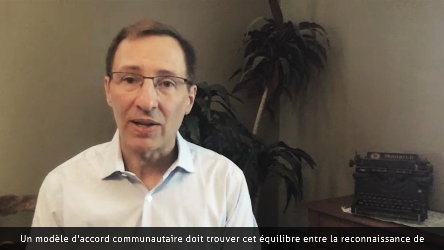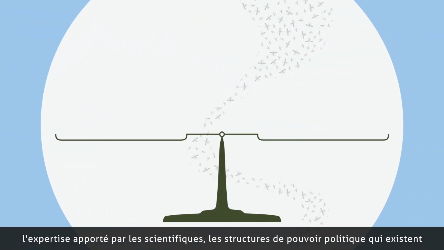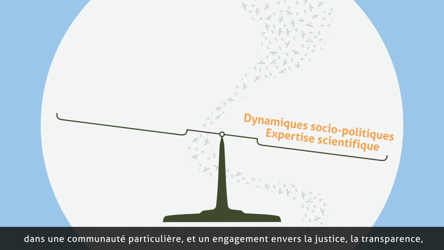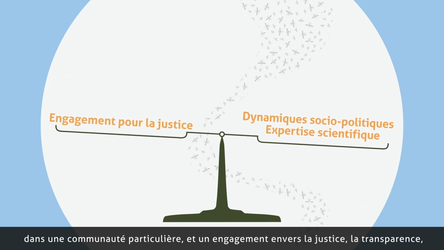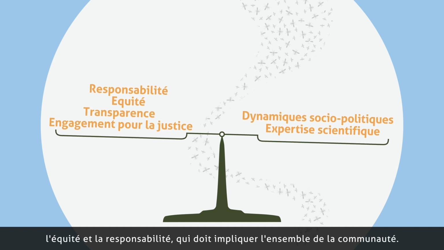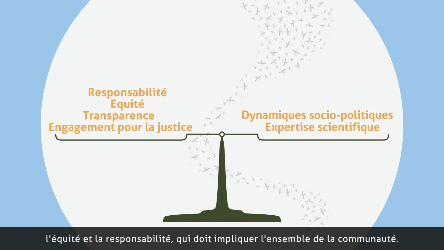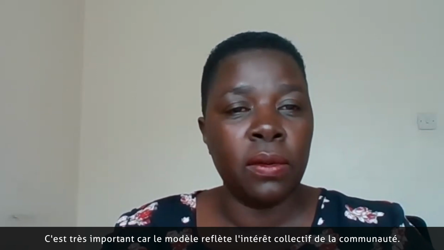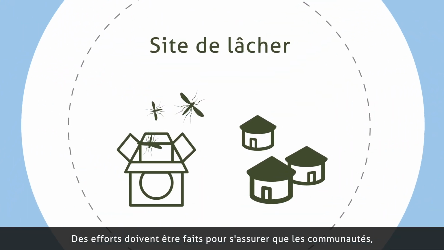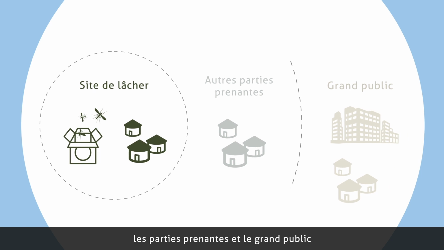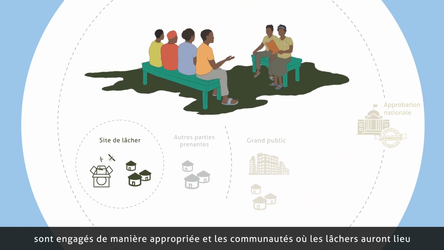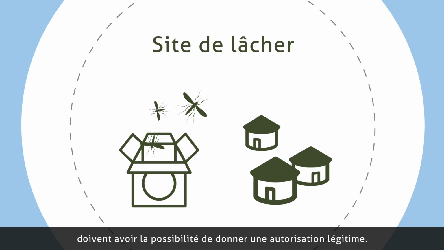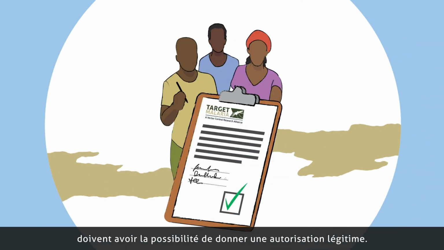A community agreement model needs to find this balance between acknowledging the expertise that scientists bring to the table, political power structures that are on the ground in a particular community, and also a commitment to justice and to transparency and to fairness and responsibility, which needs to involve the entire community. It is very important because the model reflects the collective interests of the community. Efforts should be made to ensure that communities, stakeholders, and the general public are appropriately engaged, and the host communities where the releases are going to be done should be given an opportunity to provide legitimate authorization.